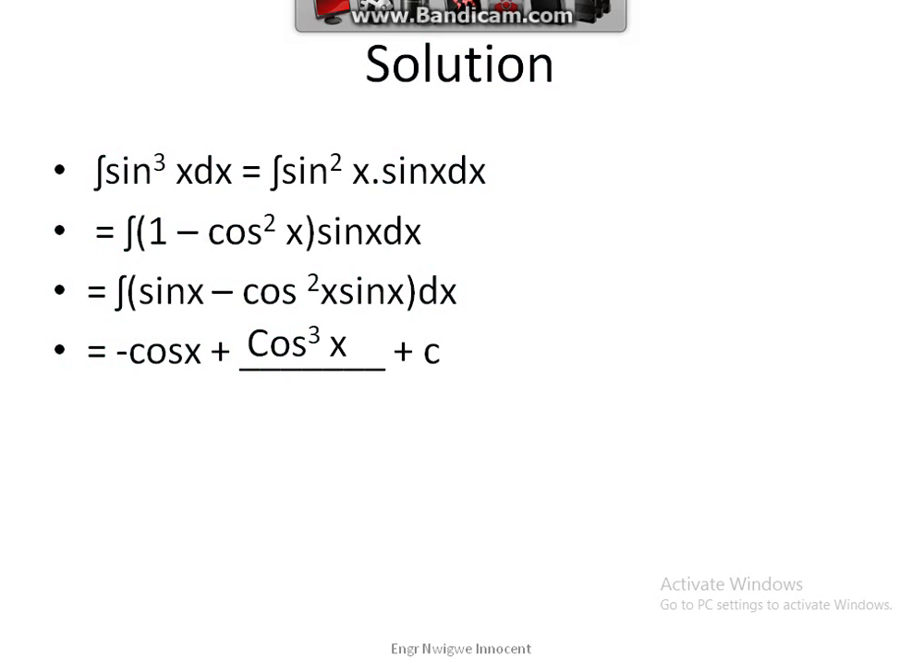cos raised to power 3 s over 3 plus c. Cos raised to power 3 s is because we have gotten our cos squared s sine s previously, the integration of cos squared s sine s to be equal to cos raised to power 3 s. That is why we now have to replace it. They are the same thing. The integration of cos squared s sine s is equal to cos cubed s over 3.